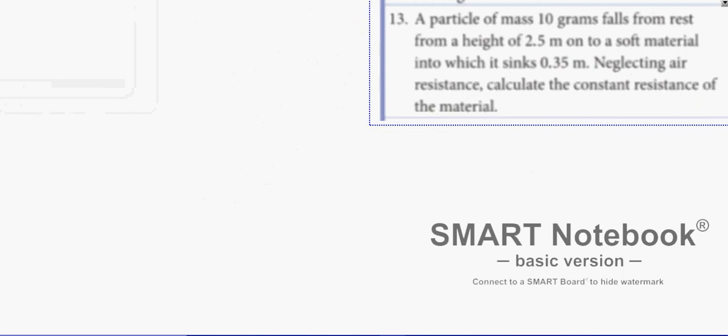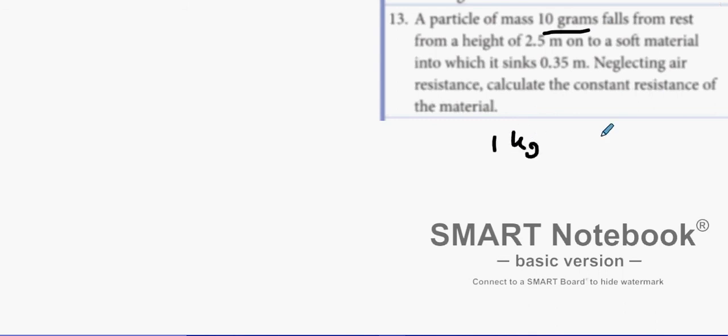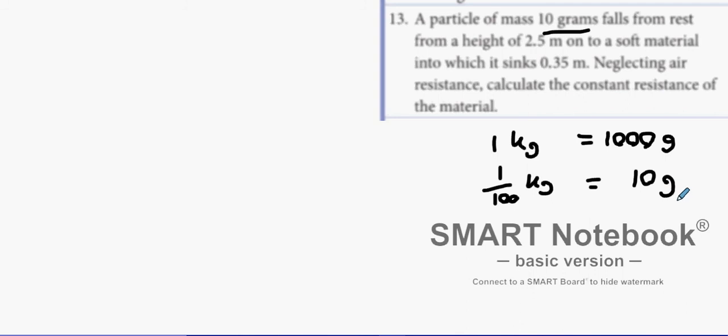13 will be a bit easier, right? So first thing I notice is I don't deal in grams, I deal in kilograms. So 1 kilogram equals 1,000 grams. Divide that by 100. So 1 over 100 kilograms equals 10 grams. There we go. Now, a particle of mass 10 grams falls from rest from a height 2.5 meters onto a soft material into which it sinks 0.35 meters. Neglecting air resistance, calculate the constant resistance of the material.